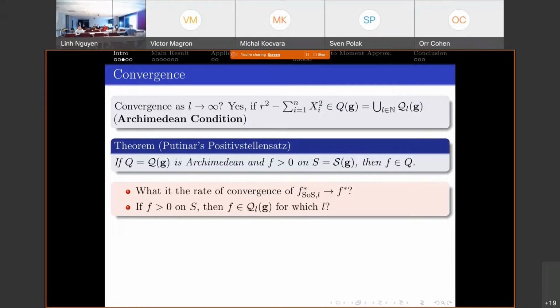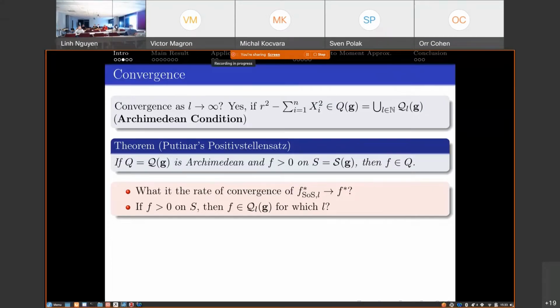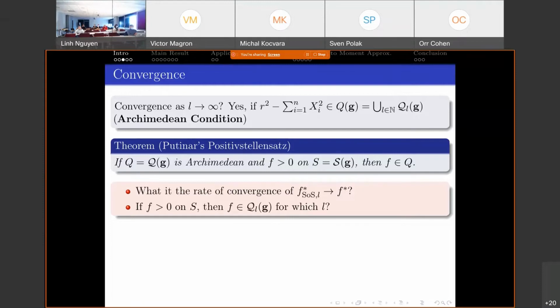So the next natural question is the following. What is the rate of convergence of the lower approximation to f star as L goes to infinity? And a related question, I would say almost the same question, is the following. If f is a strictly positive polynomial on S, then we know that f belongs to the quadratic module by Putinar's Positivstellensatz, but the question is, at which level will we find it? To which degree will we find a representation of f?